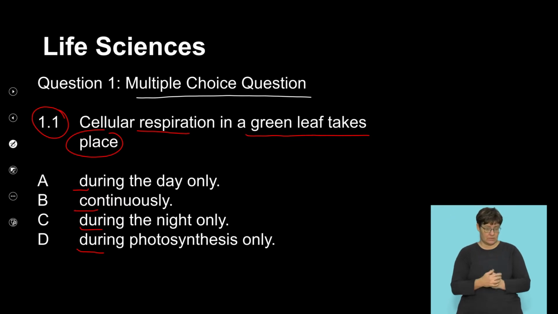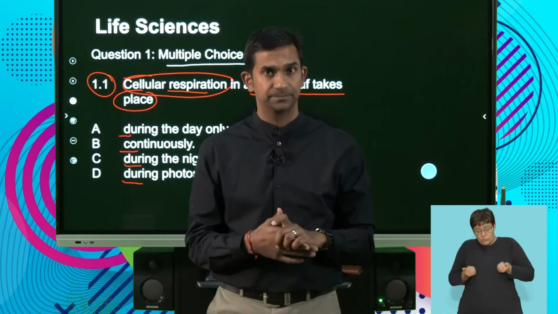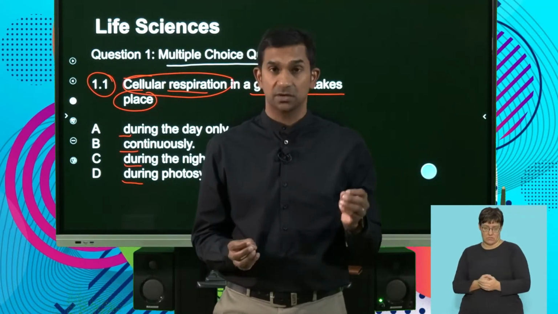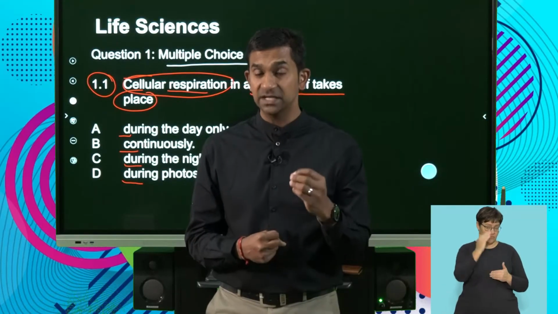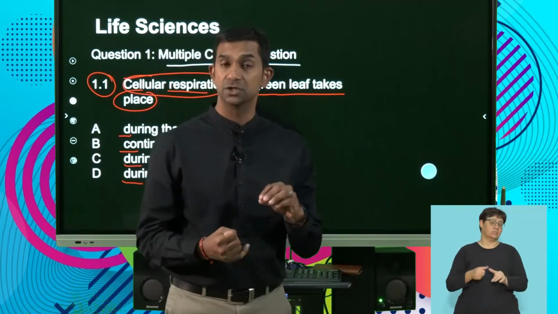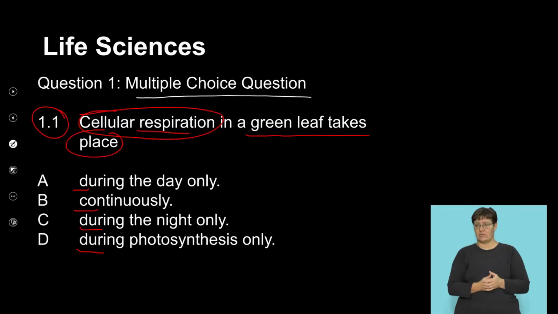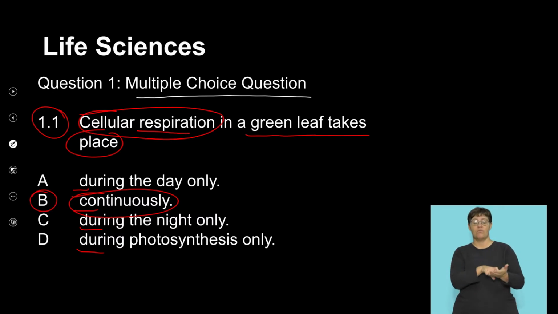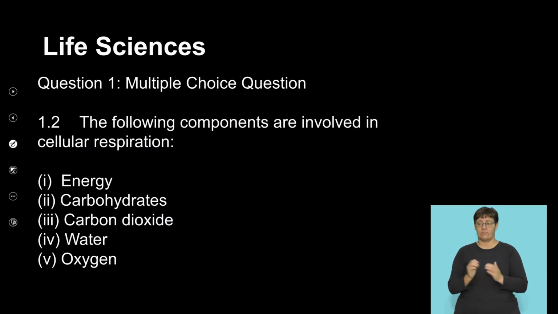Guys, as I mentioned earlier on, cellular respiration is a fundamentally important process for the production of energy. All living organisms require energy throughout their life. And we find that cellular respiration is a process that occurs continuously. And that means during the day and during the night. So this will take place continuously as we require energy consistently being produced. Let's look at the next question.